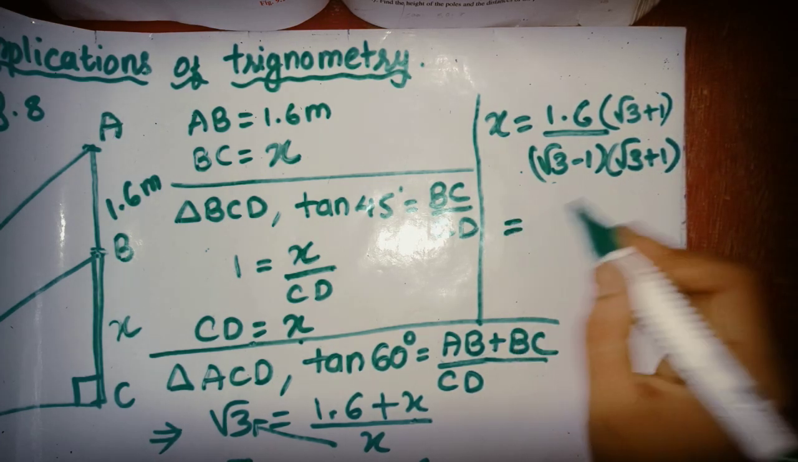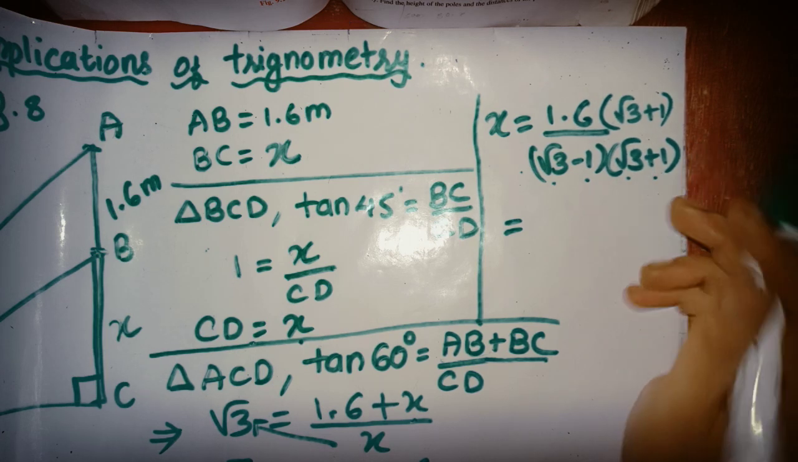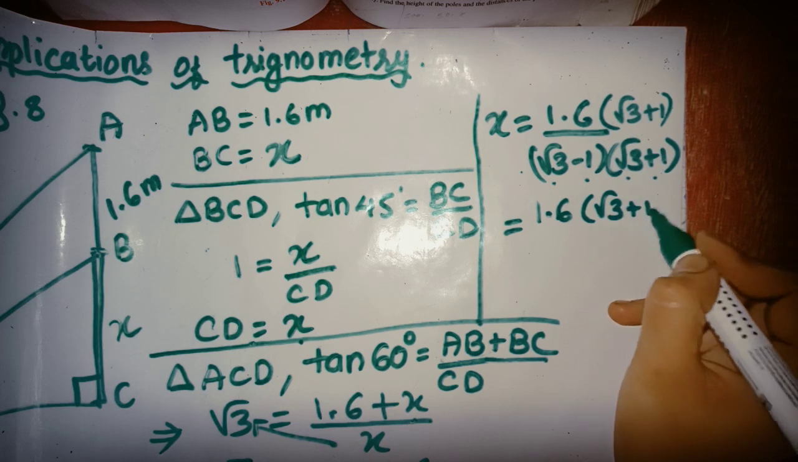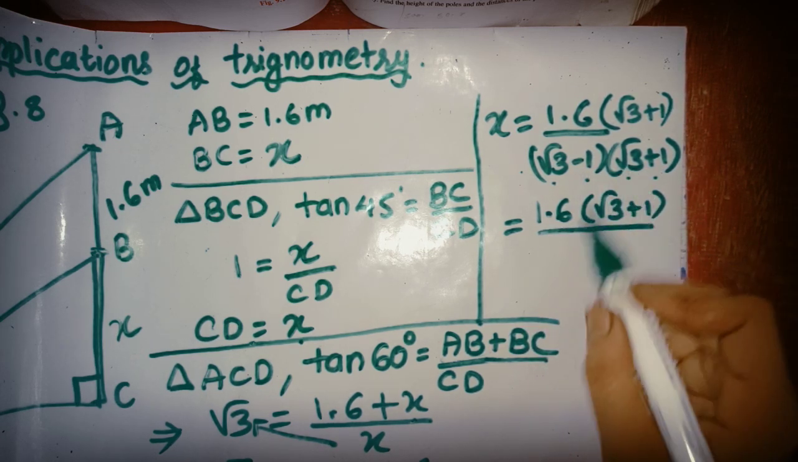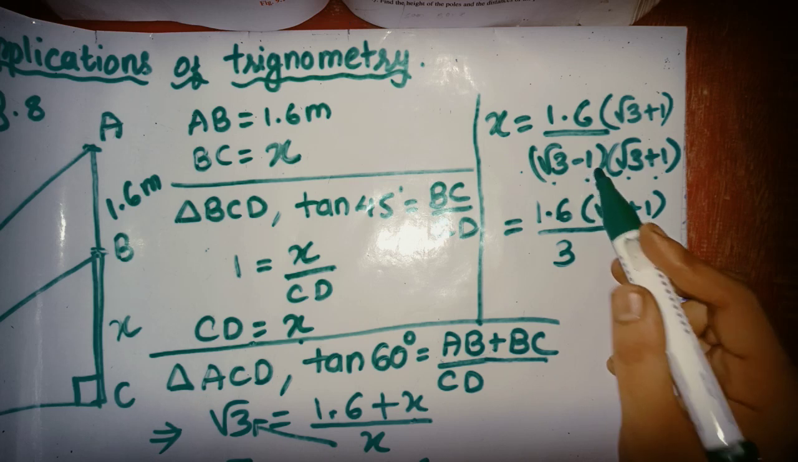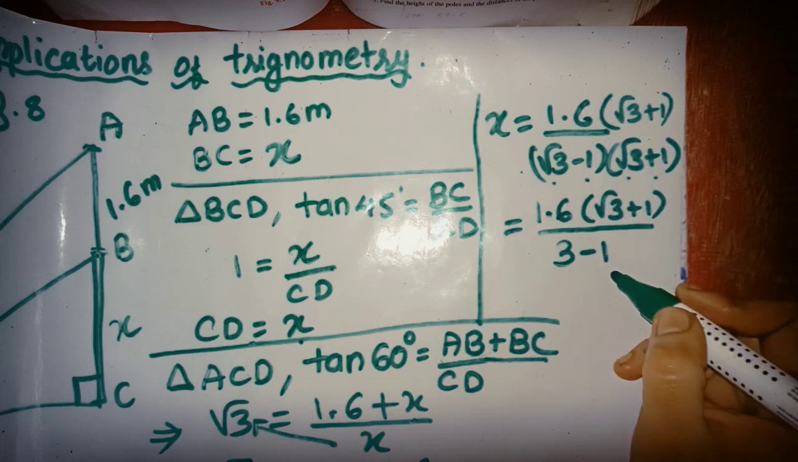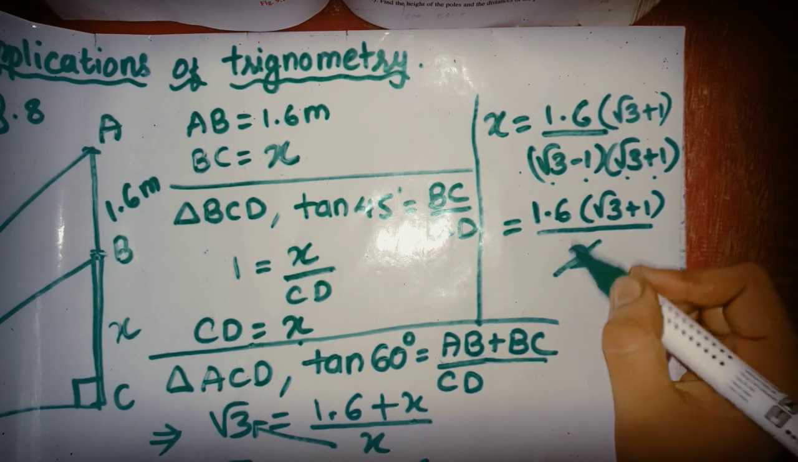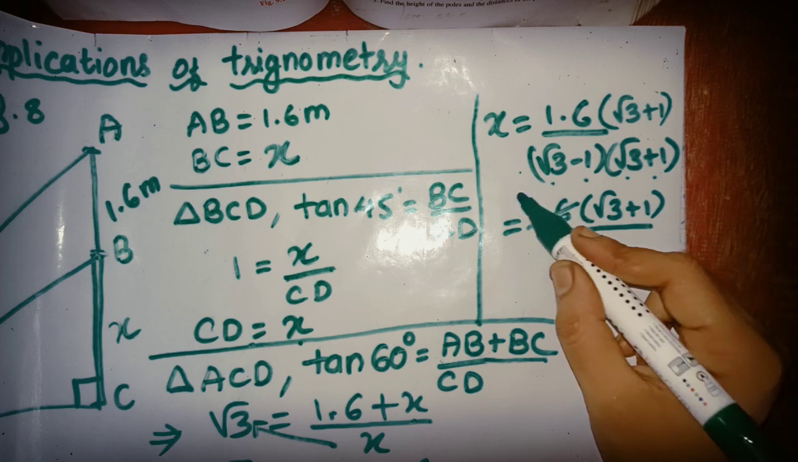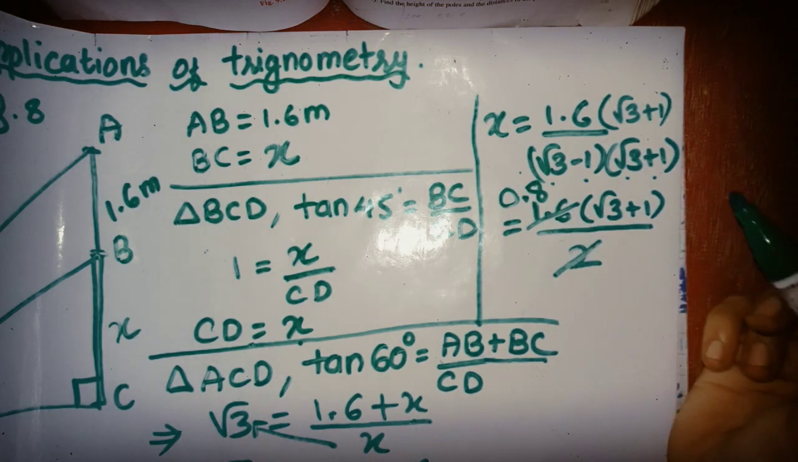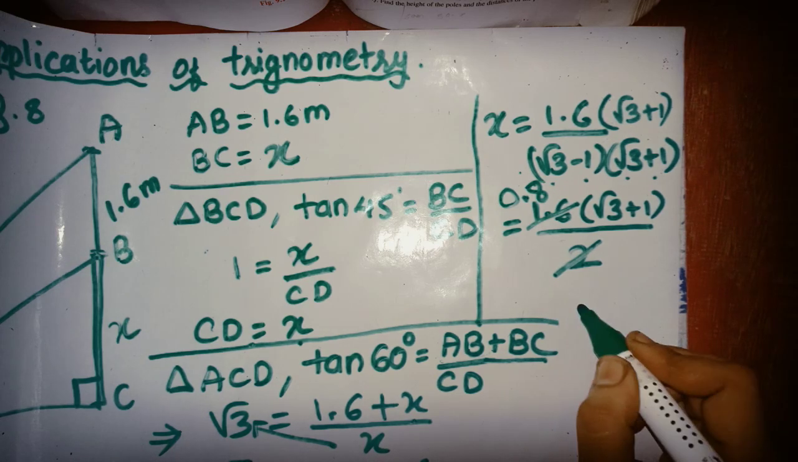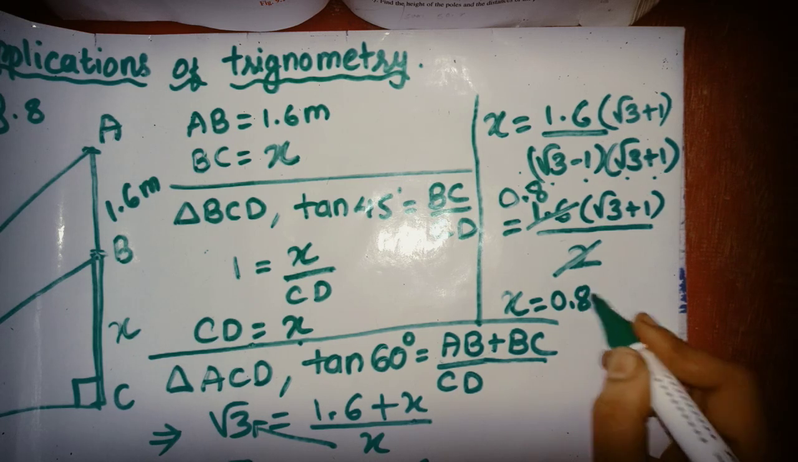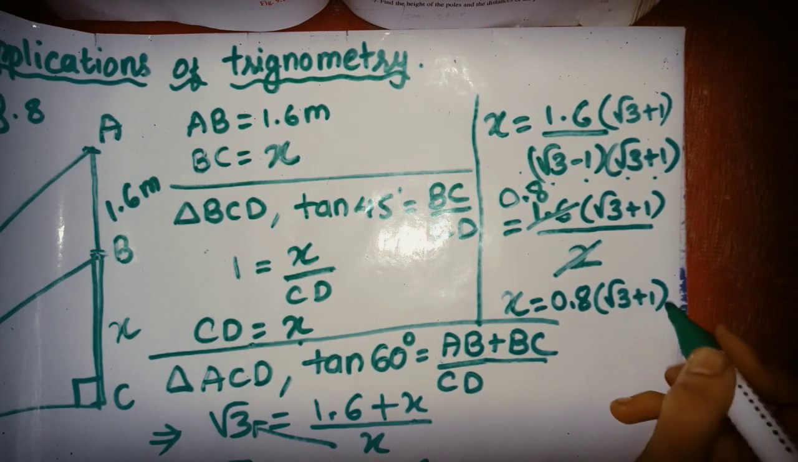So using the identity (a minus b)(a plus b) equals a square minus b square, √3 square is 3 and minus 1 square is 1. So 3 minus 1 is 2. Then divide: 2 into 8 is 16, so this gives 0.8. So the final answer x is 0.8 into (√3 + 1) meter.